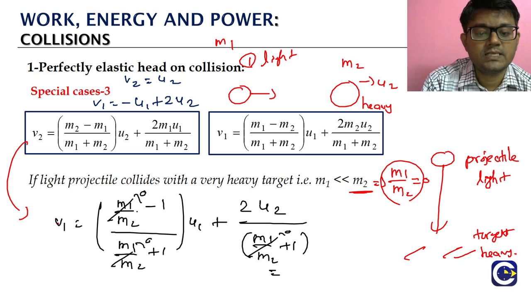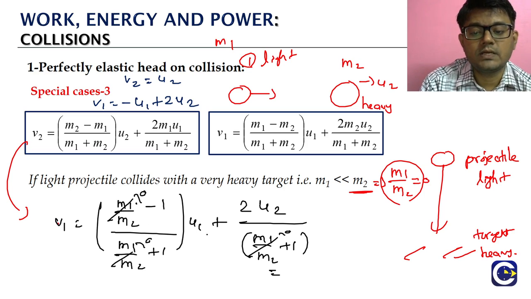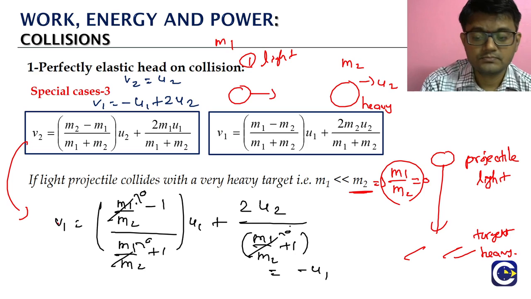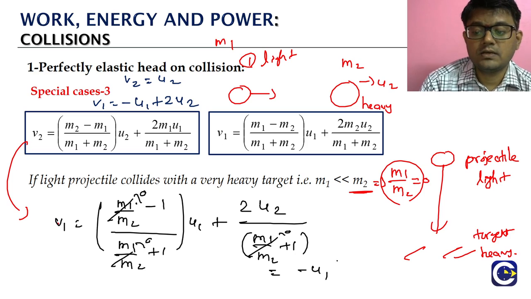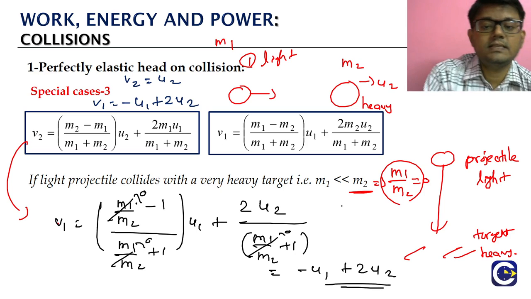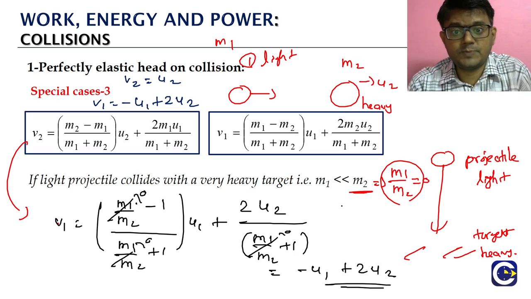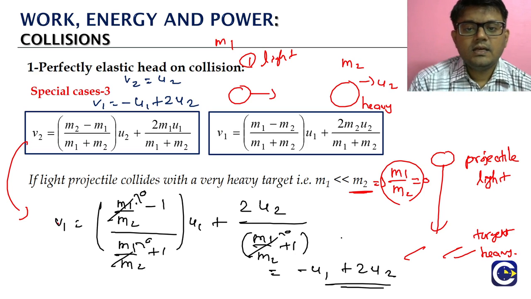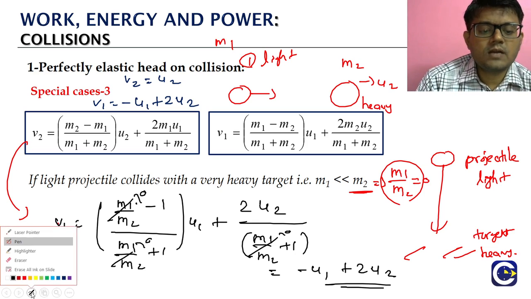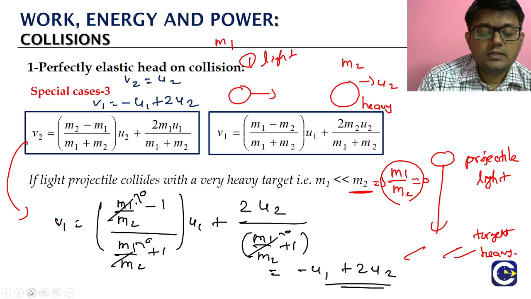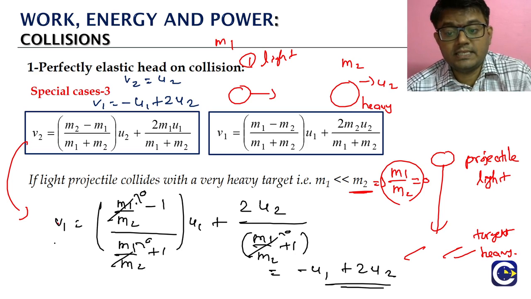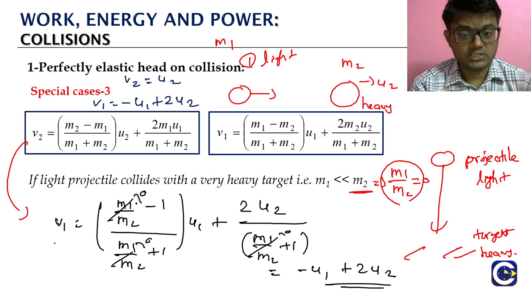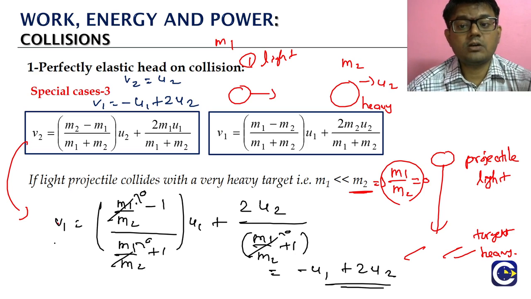So look, in the first expression, 0 minus 1 by 0 plus 1 into u1, that is minus u1. In the second expression, the numerator is 2u2, the denominator is 0 plus 1 which is 1, so it stays as it is. So we get exactly the reverse of the expression we had. Okay? So this is what we have as the collision of a light projectile with a heavy target. If a light projectile is hitting a heavy target, the target's velocity does not change, only the projectile's velocity changes.